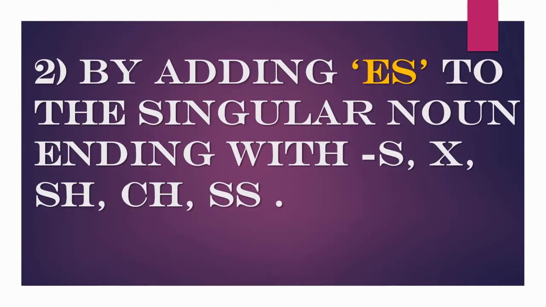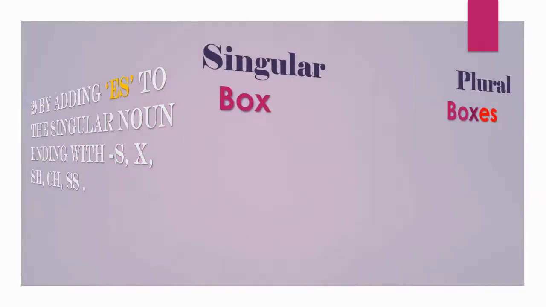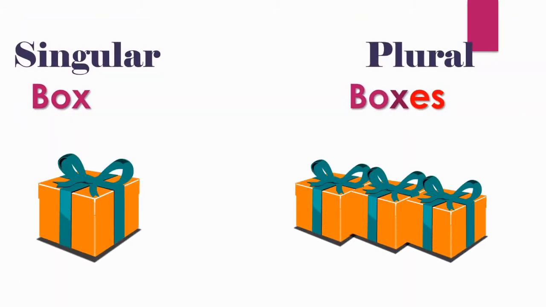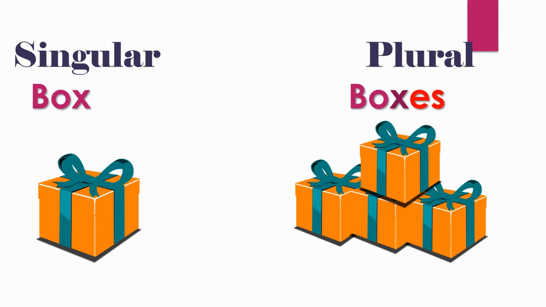Now next rule is by adding es to the singular noun ending with s, x, sh, ch, ss. For example, box, boxes. The singular noun ends with x. Here an es is added to the word to make it into plural form. So it becomes boxes.